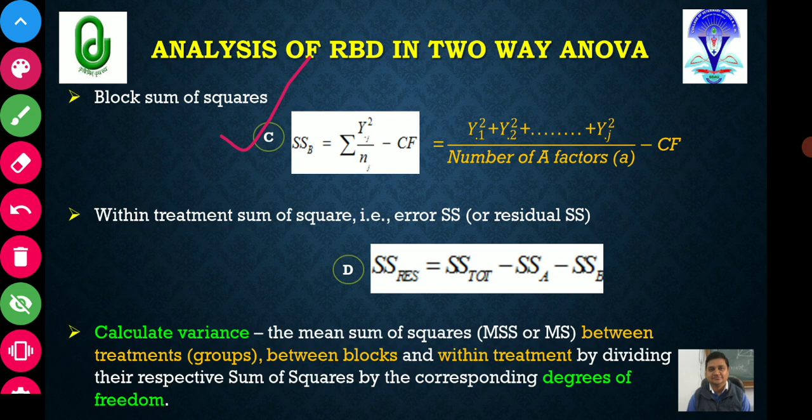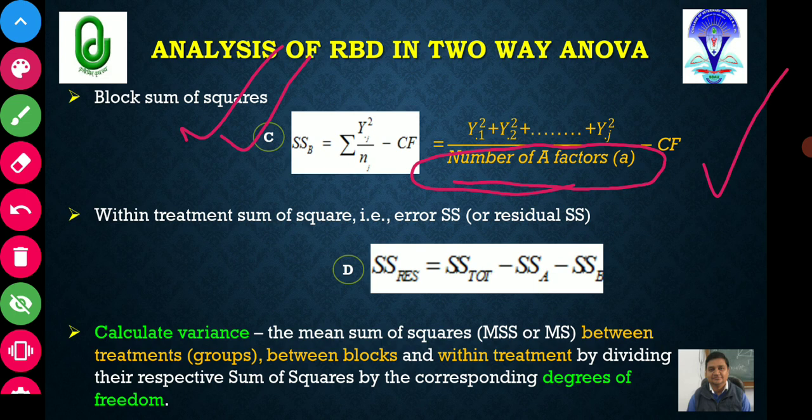So you have to be very careful about what we are dividing by. When you are calculating the sum of squares due to factor B, you have to divide it by the number of factor A levels. Why? For that the layout is very important. If you understand the layout very well, it will be very helpful to you, and you will not commit any mistake. Similarly, we will deduct the correction factor from this, and you will get the block sum of squares or breed sum of squares.